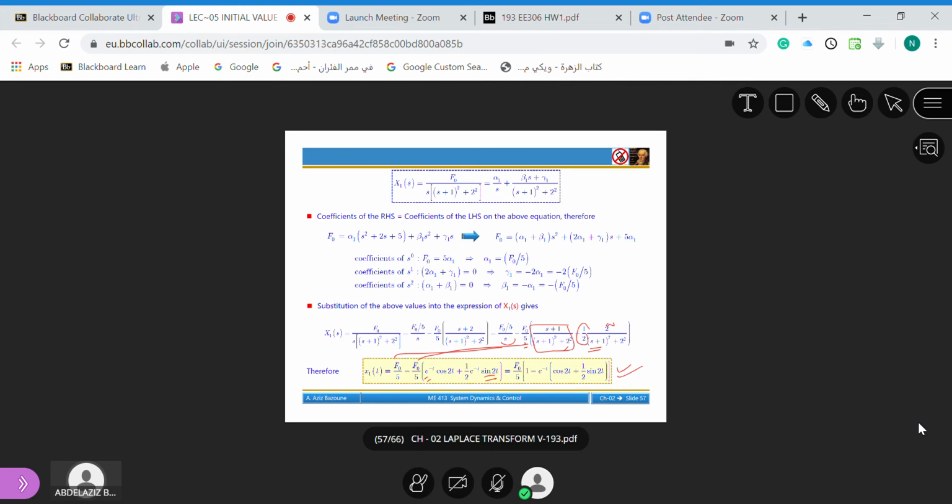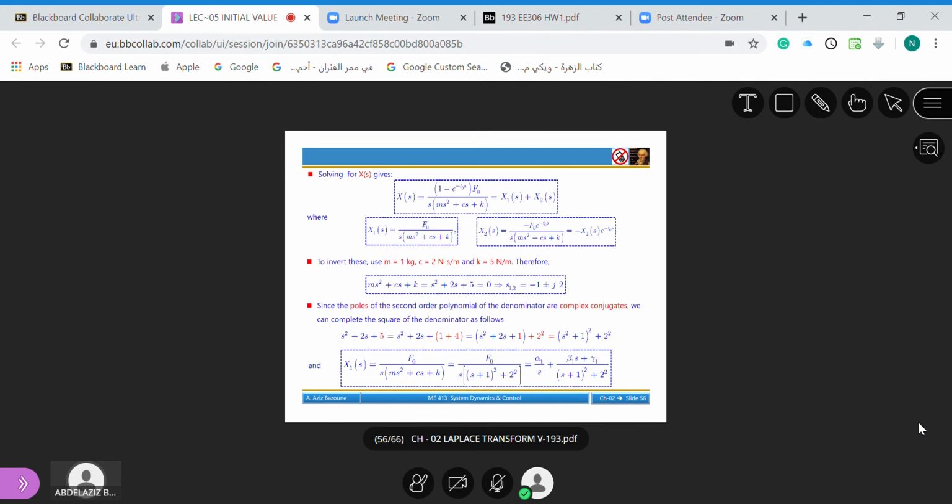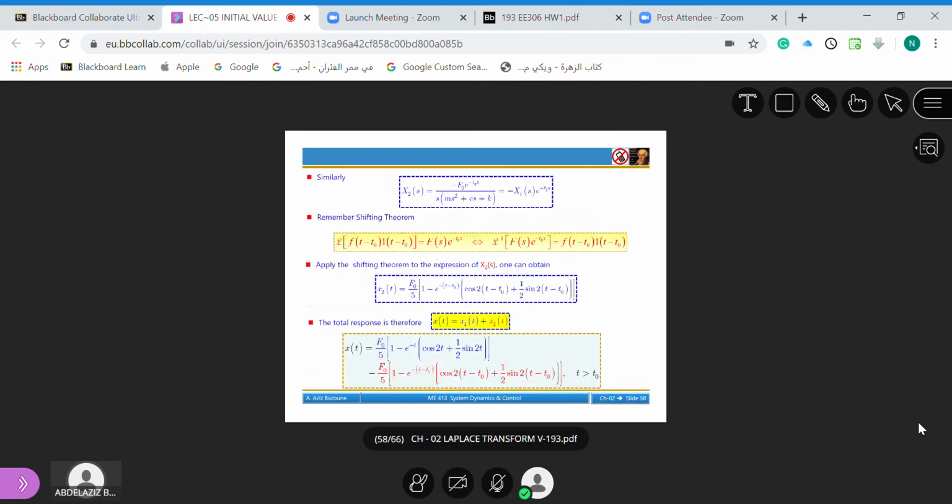If you remember, we wrote the solution to be like this. X was x1 plus x2, and x2 is related to x1. This is x1 times exponential minus t0 s. So there is a relationship between x1 and x2. If we know x1, we will be able to know x2 because they are related by this relation. This property we will be using. So we said x2 will be minus x1 times exponential minus t0 s.